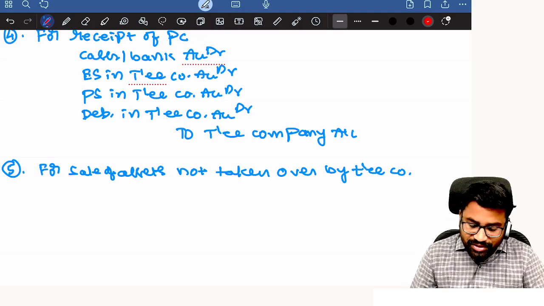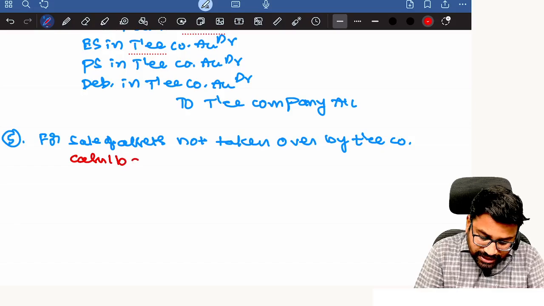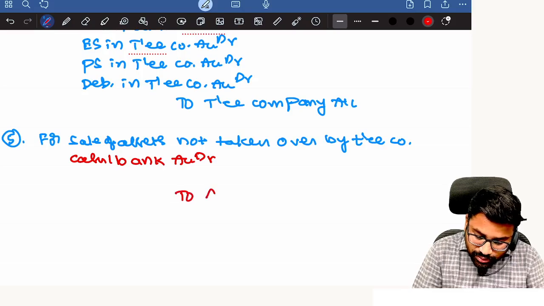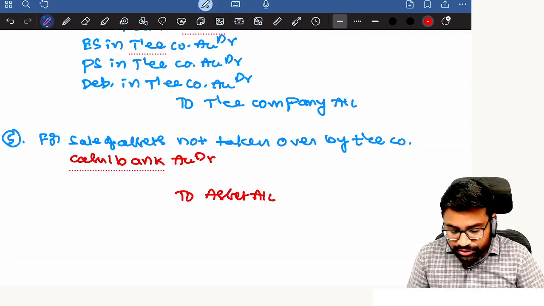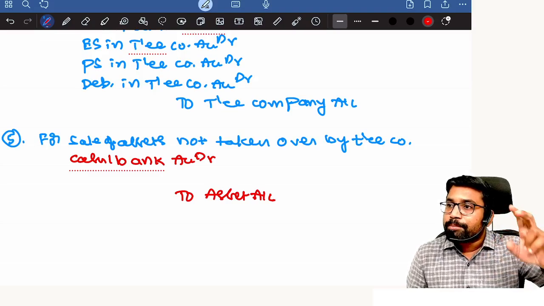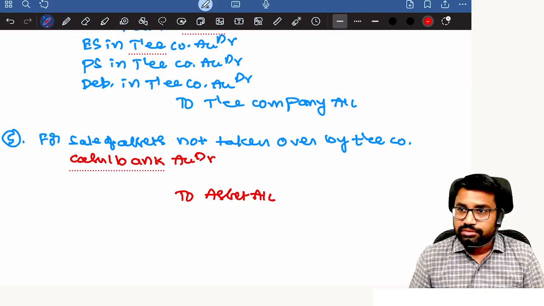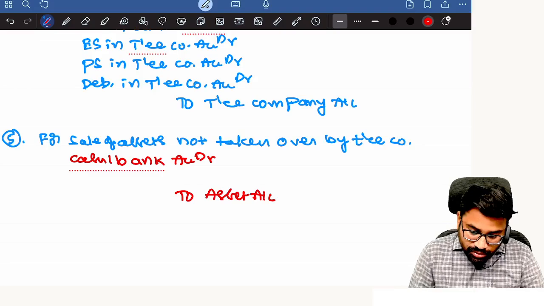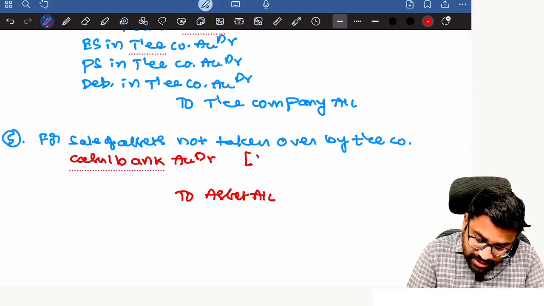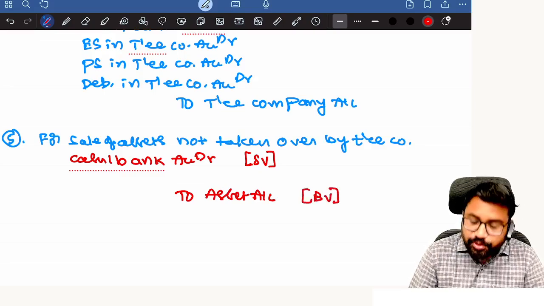So when we sell our assets, what is the entry? Cash or bank account debit to asset account credit. And we might end up in what? Profit or loss. That profit or loss we will transfer to realization account. For example, cash or bank, sale value. We will receive the sale value. The asset is at book value. So the difference is profit or loss.